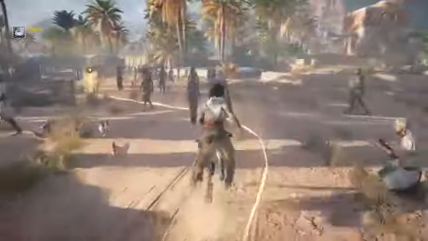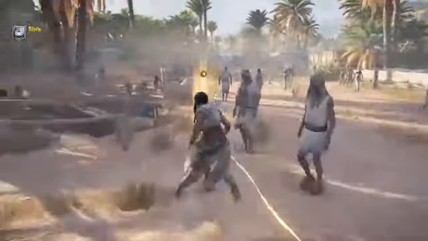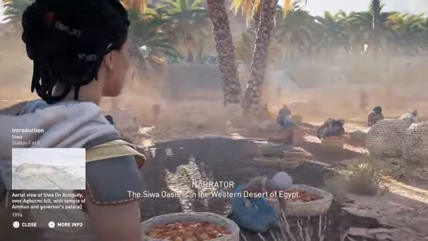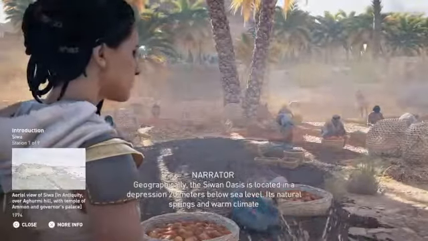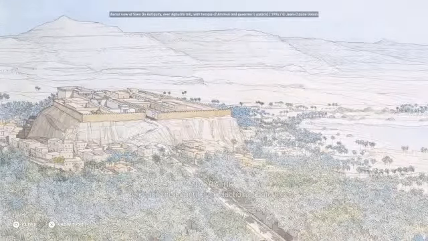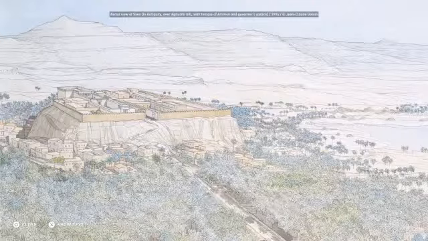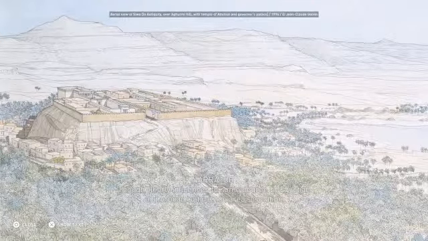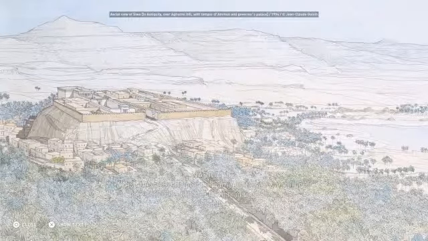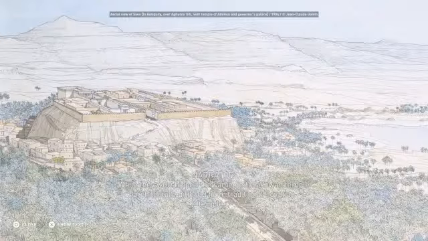And they don't really show it in the game, but cobras are pretty deadly. The Siwa Oasis is in the western desert of Egypt. Geographically, the Siwan Oasis is located in a depression 20 meters below sea level. Its natural springs and warm climate aided in the bountiful production of date trees. Though clearly influenced to some degree by Egyptian and African culture, the area's isolation resulted in a unique society and language. While they worshipped the same deities, Siwan temple architecture differed from traditional Egyptian temples.